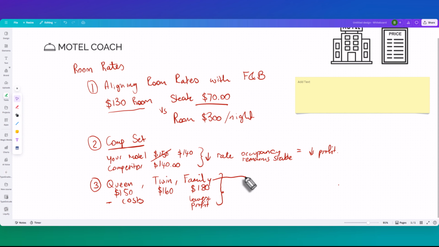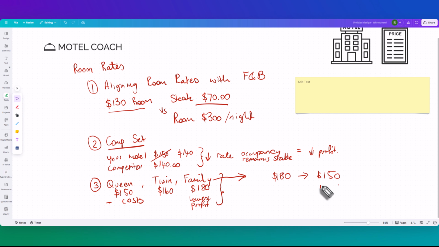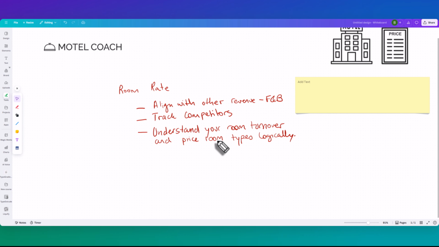So then your family room goes from 180 to 150, but more profit. Don't discount the cost involved in turning over a room, specifically linen and housekeeping. So to recap, think of your room rates holistically with your other revenue streams like F&B. Don't just think about room rate as a separate thing. Regularly track your competitors. Understand your position in the market and where you want to be positioned in the market.